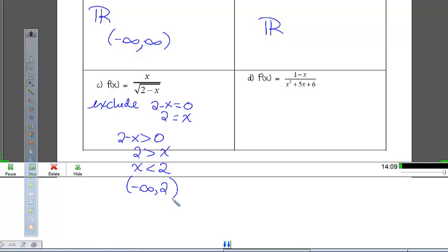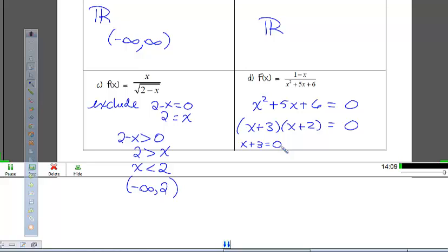Okay, what about in D? Okay, we still don't want our denominator to be 0. So x squared plus 5x plus 6 equals 0. We're excluding anything that would cause that to be true. To solve this, we need to do what? Factor. And this factors as, okay, x plus 3 times x plus 2 equals 0.